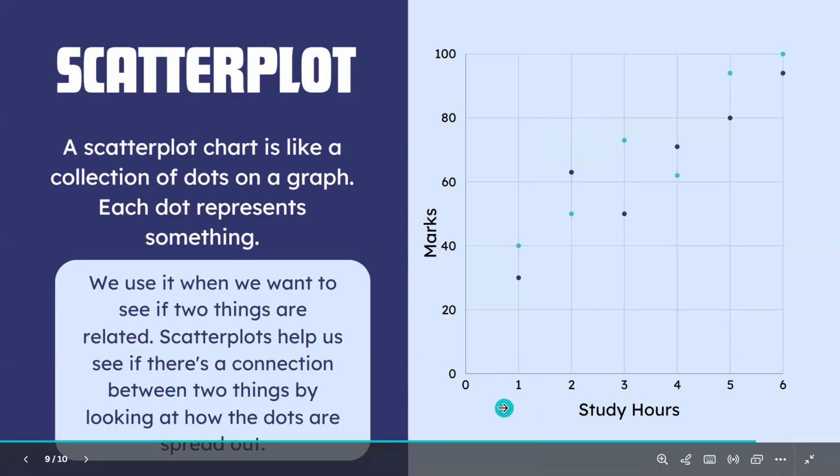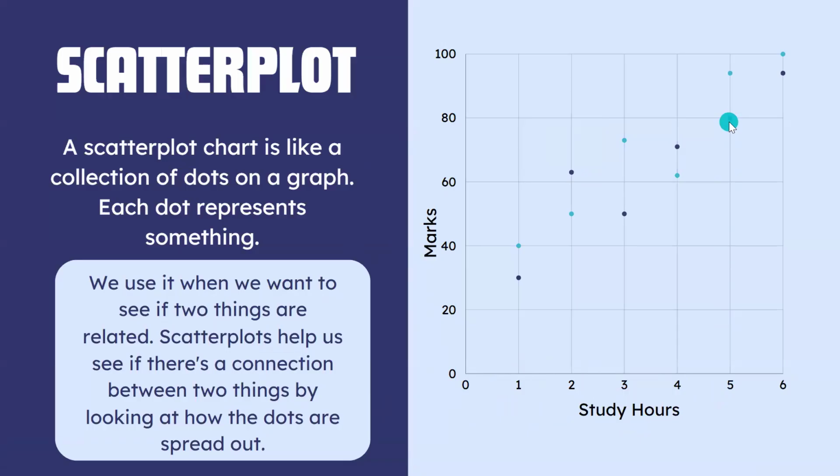Let's see. This is marks. This is study hours. If you study more hours, your mark is getting higher. You see the connection. In this kind of situation we use a scatter plot.